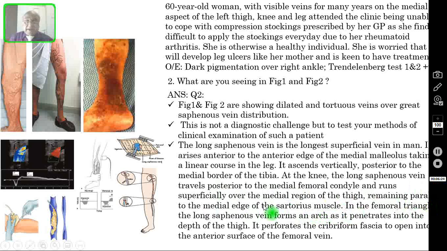In the femoral triangle, the long saphenous vein forms an arc as it penetrates into the depth of the thigh. It perforates the cribriform fascia to open into the anterior surface of the femoral vein. This is the course of the long saphenous vein.